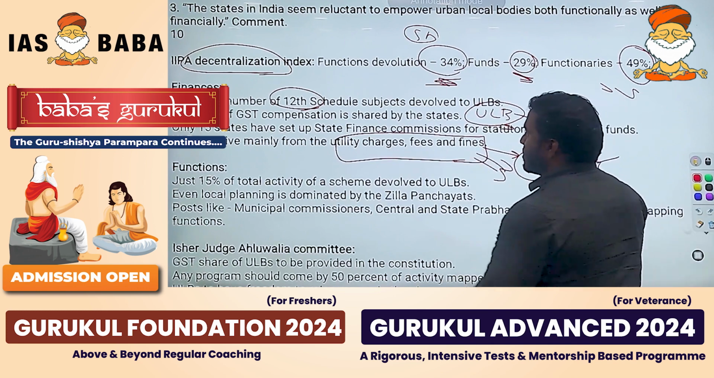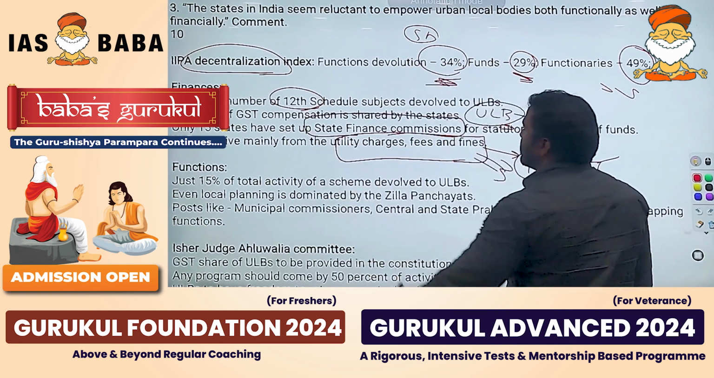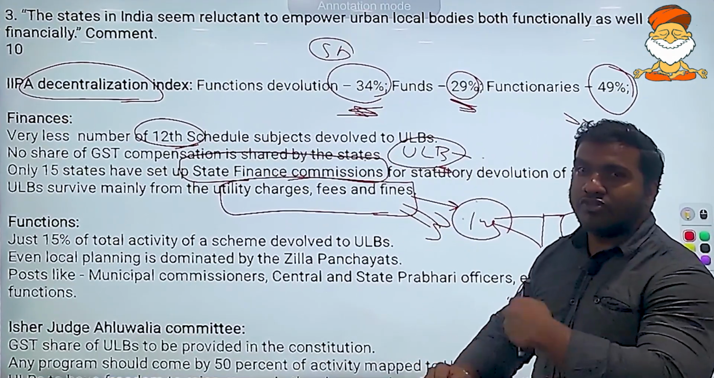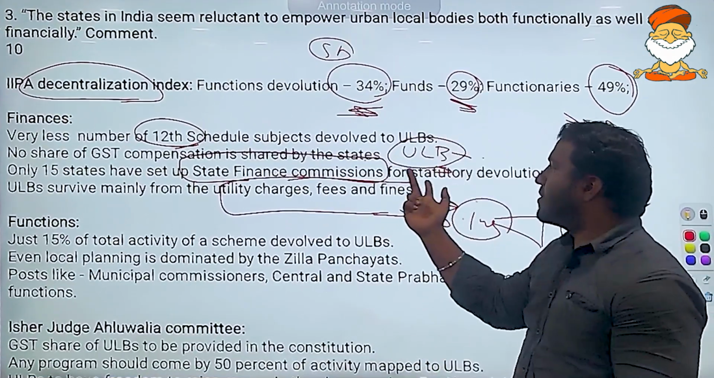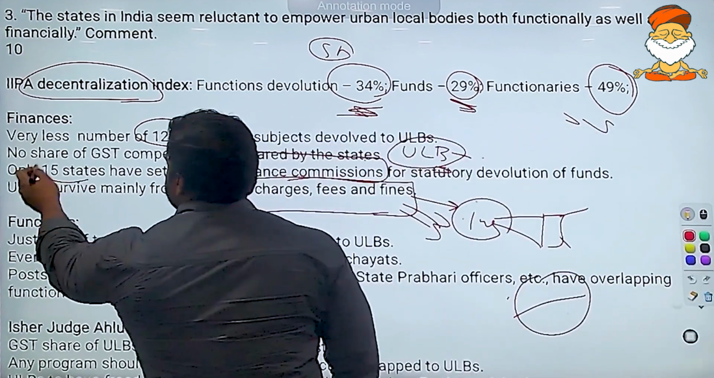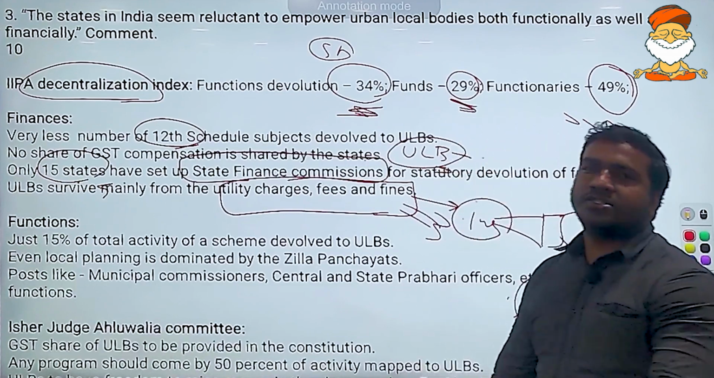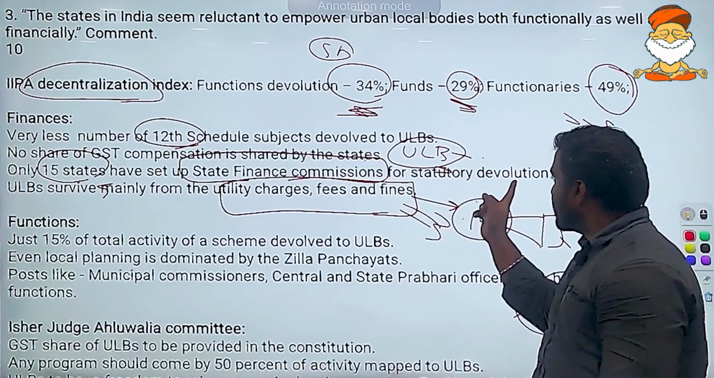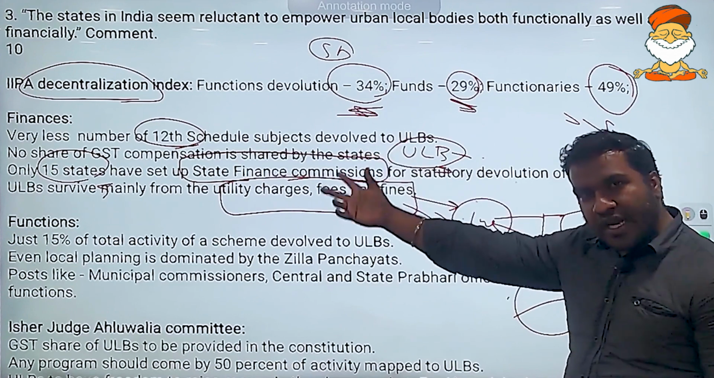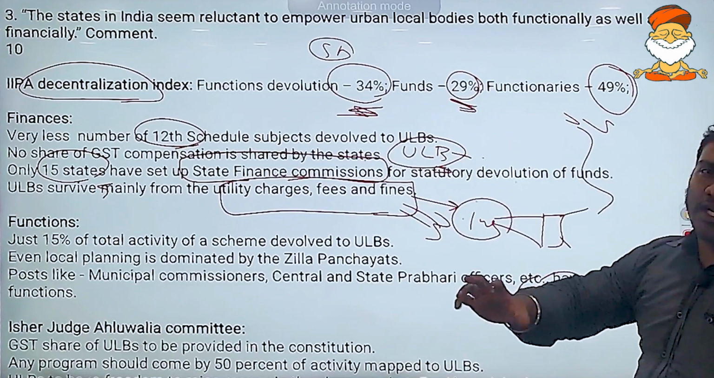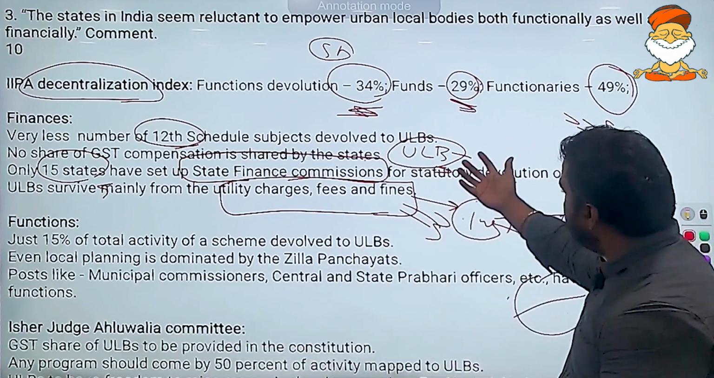The constitution says that you have to establish a state finance commission so that proper devolution of funds from the state to the urban local bodies can happen, but only 15 states have set up state finance commissions; other states haven't set them up at all. So when that is the case, the devolution of finances will not happen. These points are common for both rural and urban local bodies, so we can write them here also.